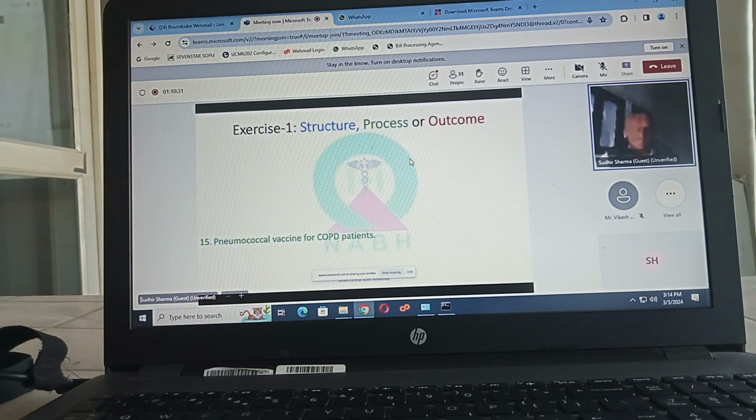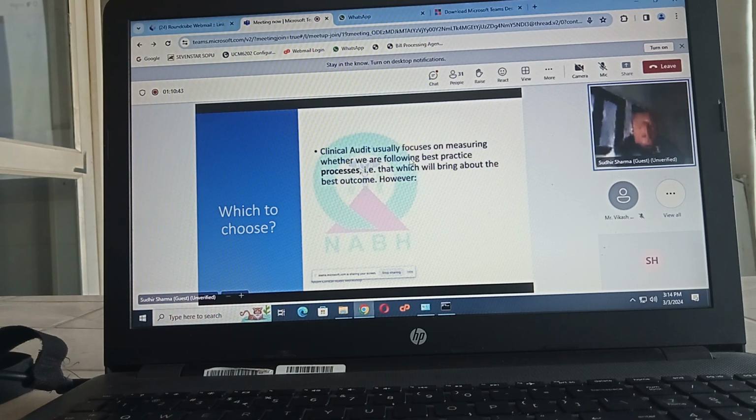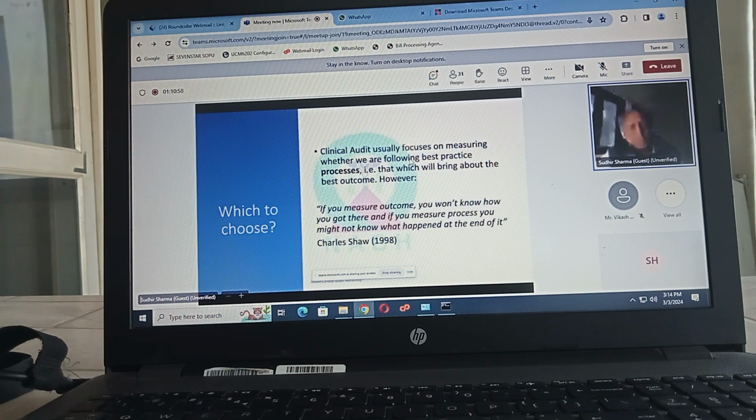An example of topics of structure, process, outcome. So we should choose. Need to remember when you're choosing a topic is that normally speaking, you need to select the best process or the best practice. However, the best practice that brings about the outcome. If you measure outcome, you won't know how you got there. And if you measure process, you might not know what happened at the end of it. Therefore, you can audit processes.